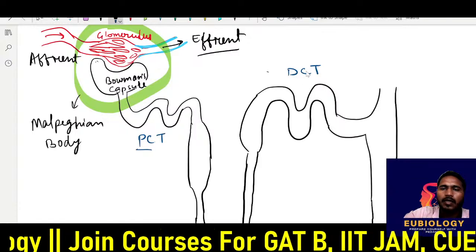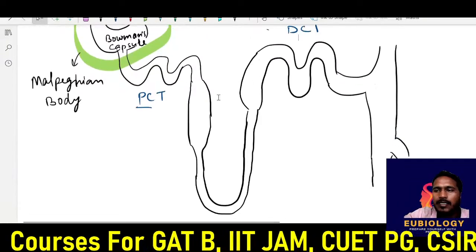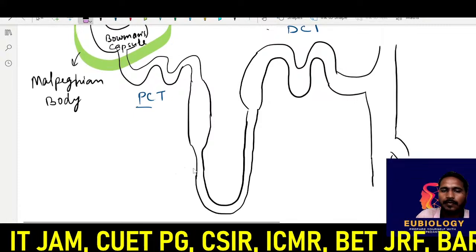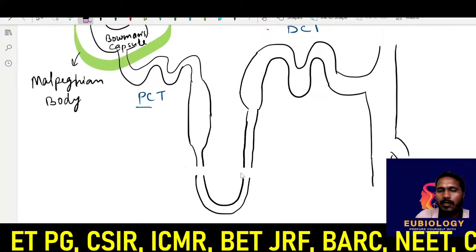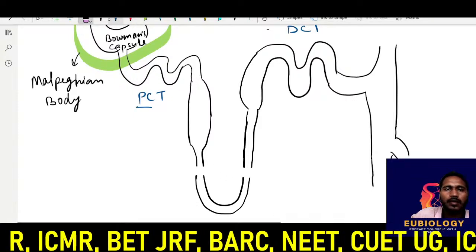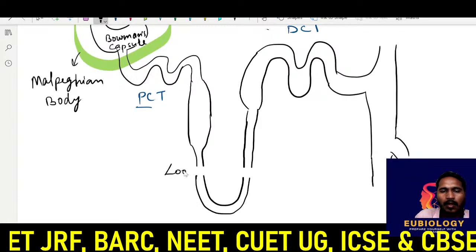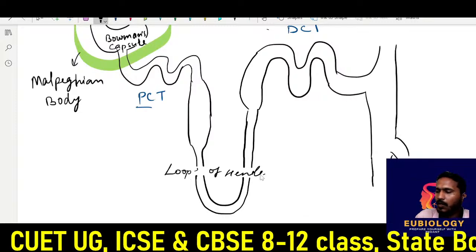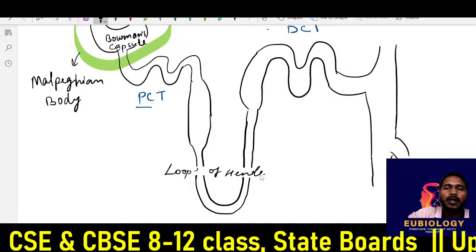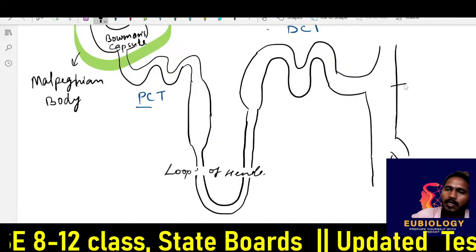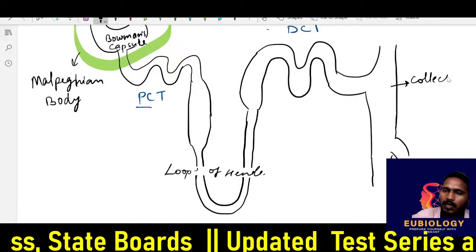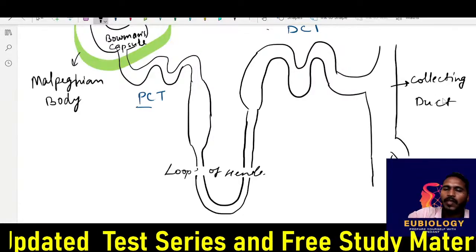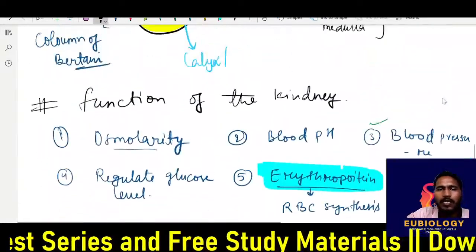Okay, so this PCT and DCT are connected with the loop of Henle. Okay, so I hope you understood till now. And last, you can see this is a collecting duct. Okay. You just see this diagram.